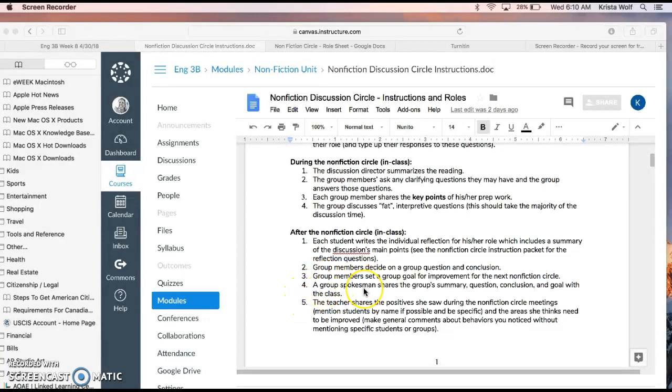This part here we're not going to do because we're not actually sharing out today, but you guys are going to do this in writing, okay? So take these questions, summarize those into your 2 after the nonfiction circle questions that you need to write about.